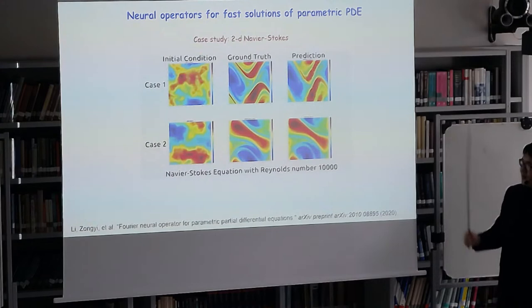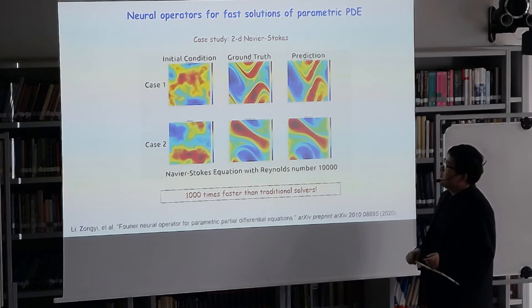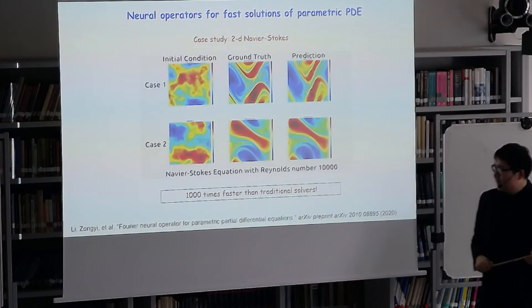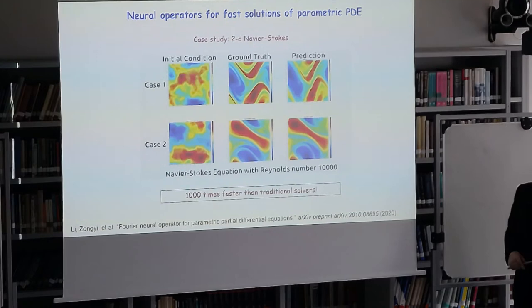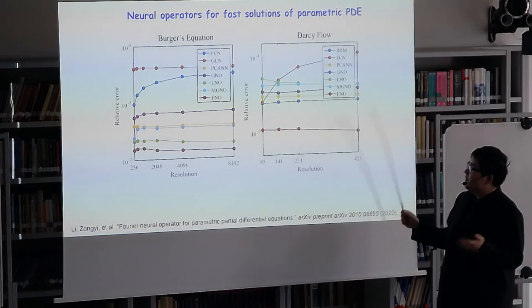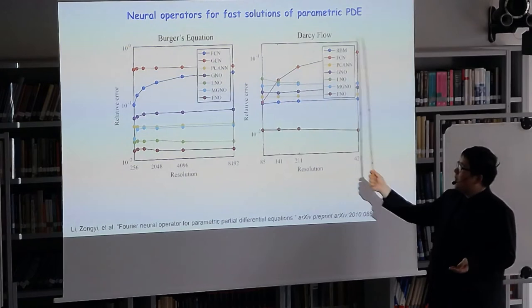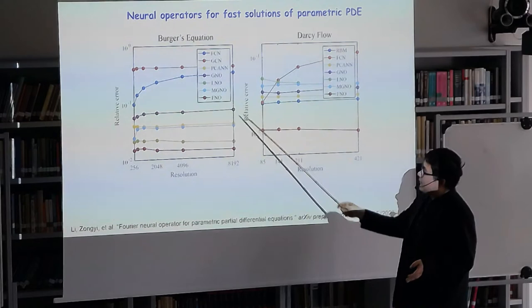And what is important here is that if I compare the time it requires to solve this using a numerical solver to the time required by a Fourier neural operator, you can see that the Fourier neural operator is approximately 1,000 times faster than traditional solvers. And that is what we mean by trying to accelerate the speed of the solution. We also tried this on a bunch of other PDEs. We tried the Burgers equation, which is basic, and also Darcy flow, a scalar kind of equation. We compared our architecture to other popular architectures in our field, and we found that indeed the Fourier neural operator always gives us a lower error when we test it.